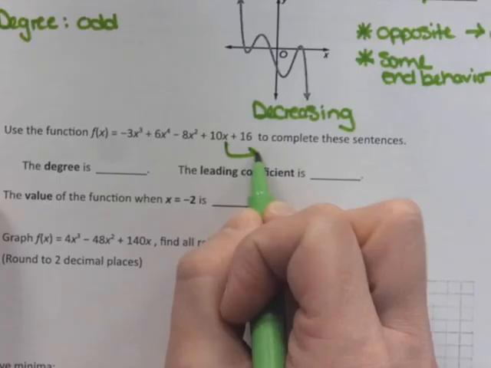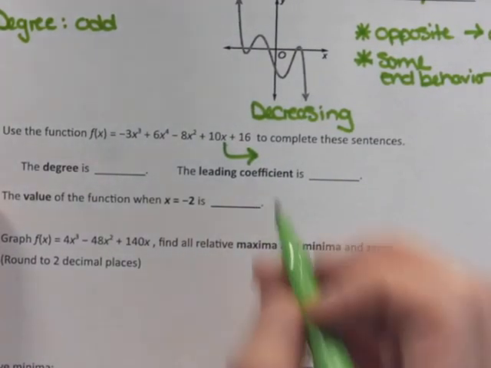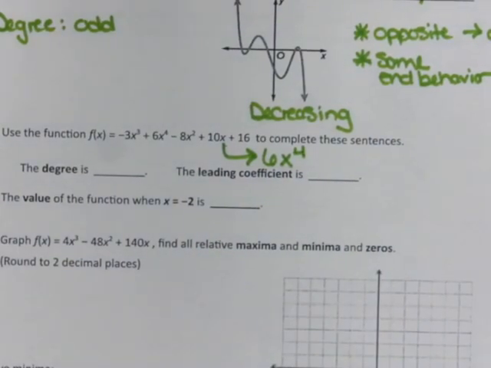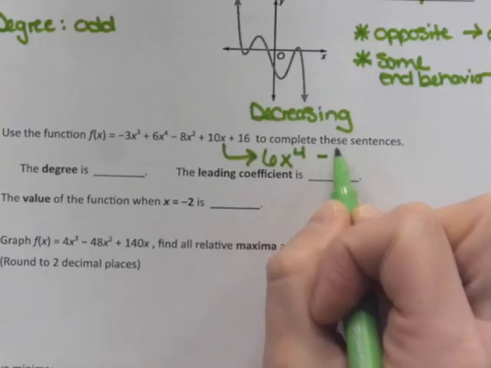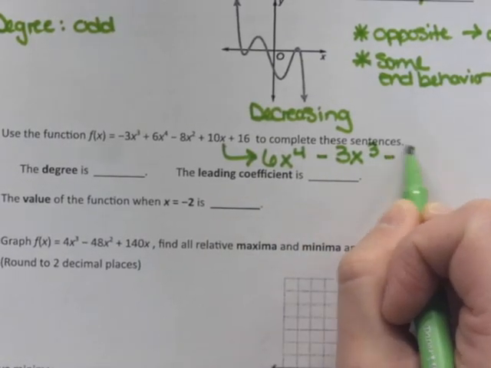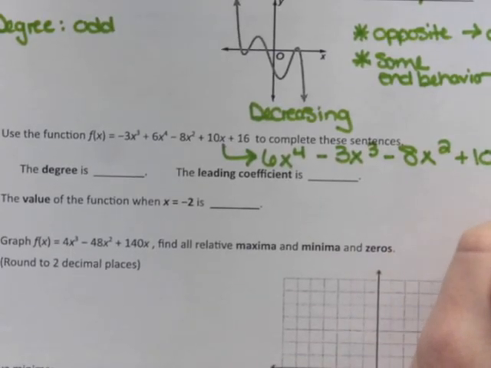Okay, here we go. Let's put this into standard form. What term should come first? Yeah, 6x to the 4th. I agree, because it's the biggest exponent. What should come next? Negative 3x to the 3rd. What's next? Yes. And then 10x, and then 16.